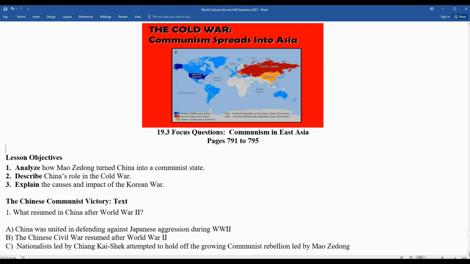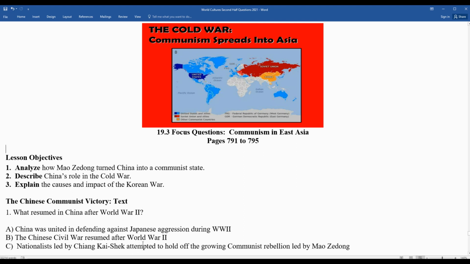One, what was resumed in China after World War II? As we alluded to in our previous discussions, Chinese communists and nationalists took a break from their ongoing civil war within China to fight the Japanese in the lead up to and including World War II. But once World War II came to an end, they still had their differences between nationalists and communists. They could not come to an agreement. So when you look at China, it was united in defending against Japan during World War II. The Chinese Civil War resumed after World War II came to an end.